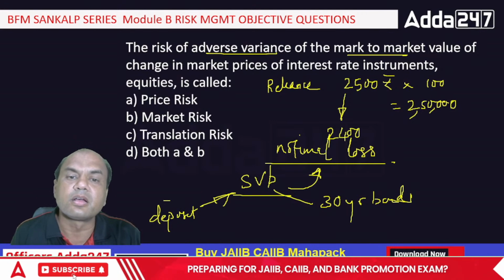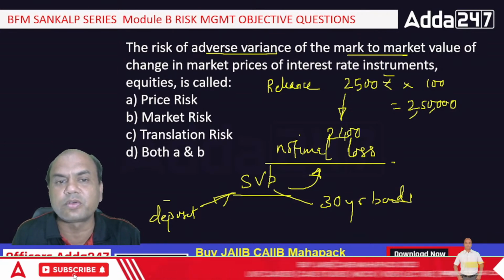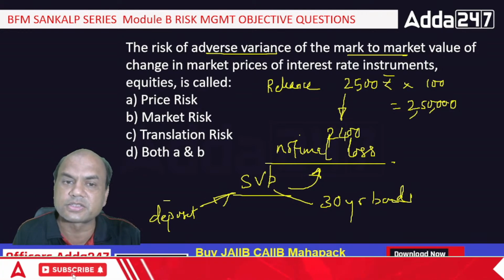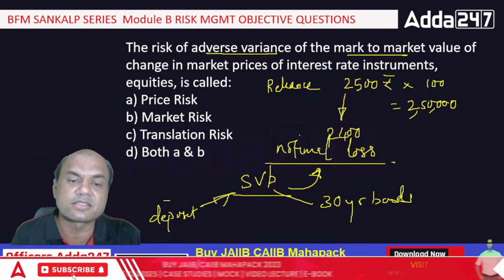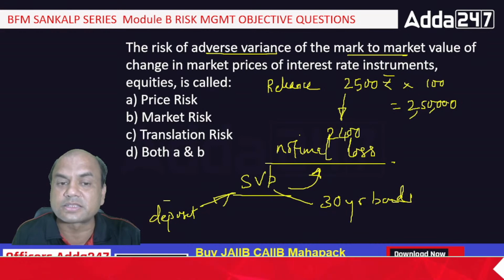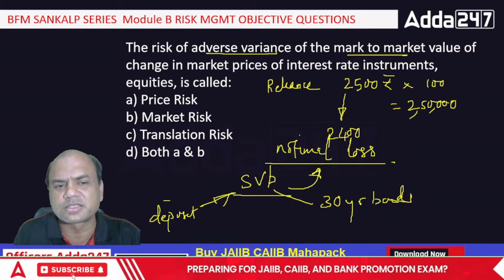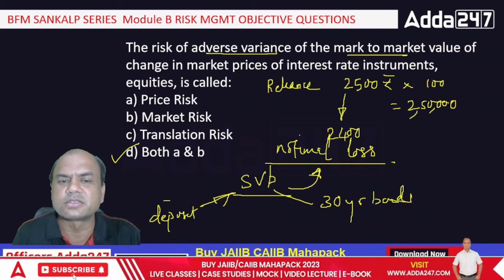So the risk of the adverse variance of mark to market value of change in the market price of interest rate instruments is called price risk, market risk, translation risk, or both A and B. Price and market. Translation is totally different. The answer is D, both A and B.